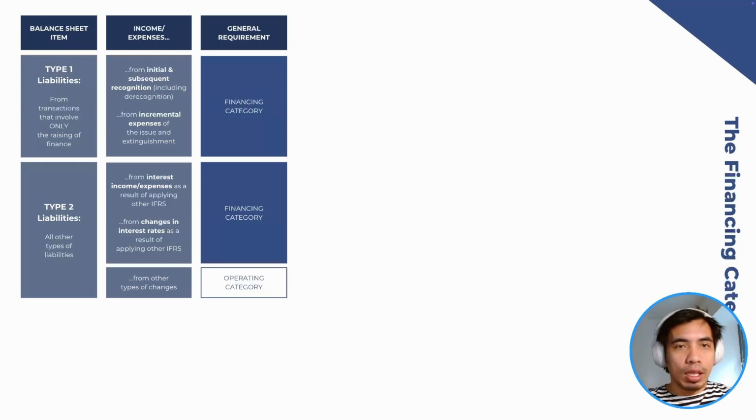Under IFRS 18, they're actually specifying which income and expenses go into the financing category, and that is coming from two types of liabilities. So they split the different liabilities of a company into two types.